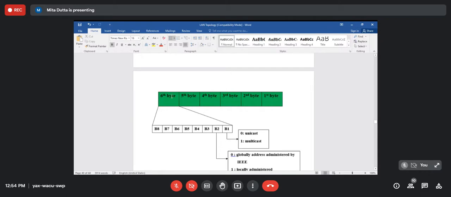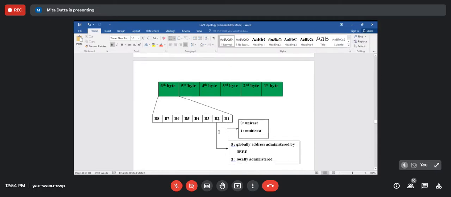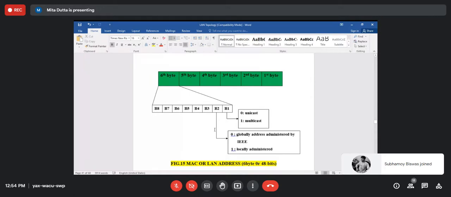Now here the 6th byte, this will be the 6 bytes, and it will have 8 bits. The LSB bit will determine whether it is a unicast or multicast. If this bit is 0, then it is a unicast address. If this bit is 1, then it is multicast. Then the next bit will determine whether the local vendor who is supplying the LAN for us, if it is 1, then it is locally administered, and this address is given by the local vendor. And if it is 0, then it will be decided by IEEE, a global address administered by IEEE.